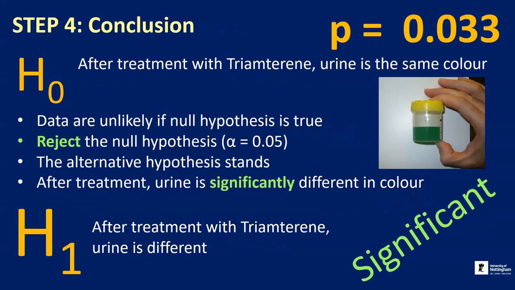So we can reach a conclusion. What we've got is a tiny p-value, or fairly small p-value. It's below the normal threshold that we use, alpha of 0.05. Once the p-value falls below that, we say, well, it's so unlikely to have happened under the null hypothesis that the null hypothesis must be wrong. So we reject the null hypothesis, and we conclude that the alternative hypothesis is the best hypothesis we have. And the alternative hypothesis says triamterene really does change the colour of your urine. So that's what we would conclude from this study. And in fact, that is what happens in reality. We know that this drug does turn your urine blue.